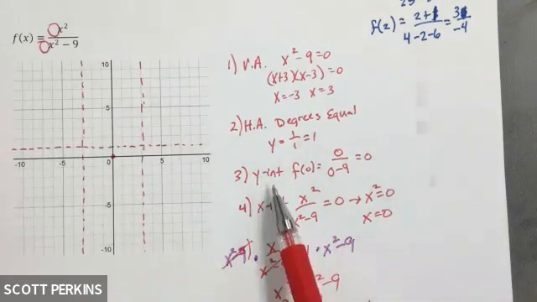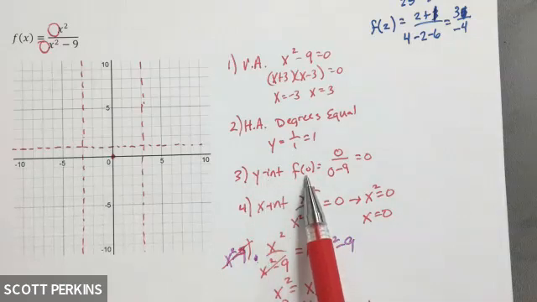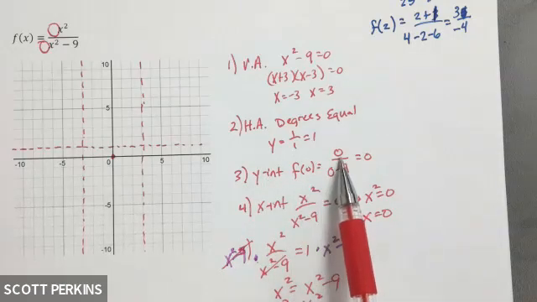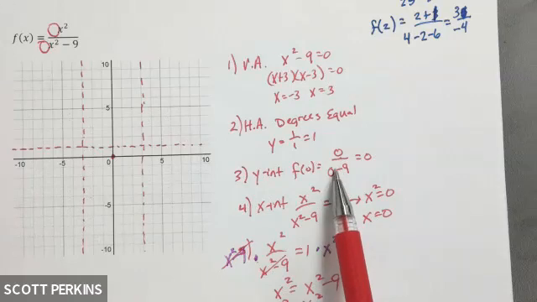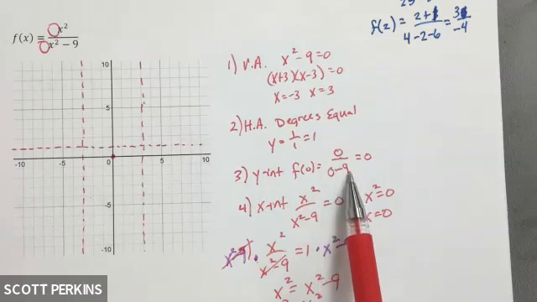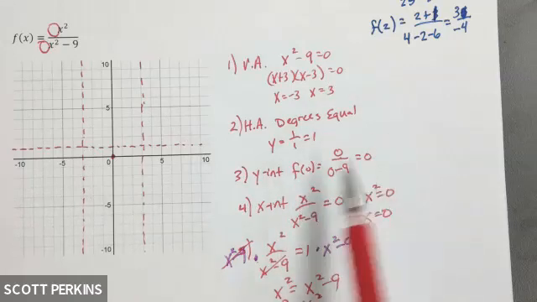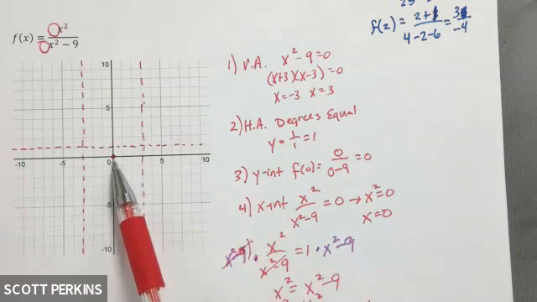Okay, the next one, I'm going to find the y-intercept. The y-intercept happens when x equals 0. So I plugged 0 in and got 0 squared on the top over 0 squared minus 9 on the bottom. So that's 0 divided by -9, or 0. So that's the origin. I put a nice red dot right there in the middle.